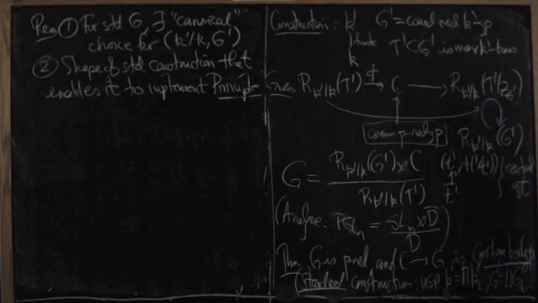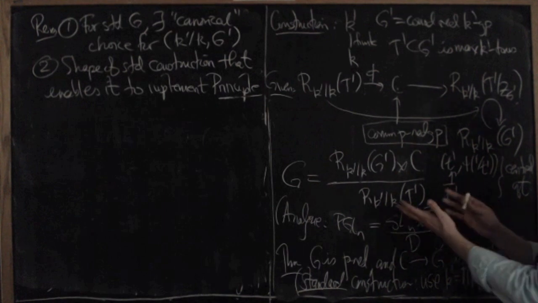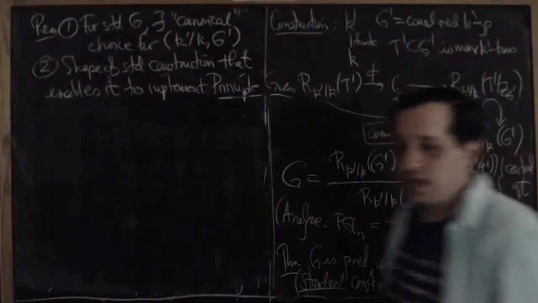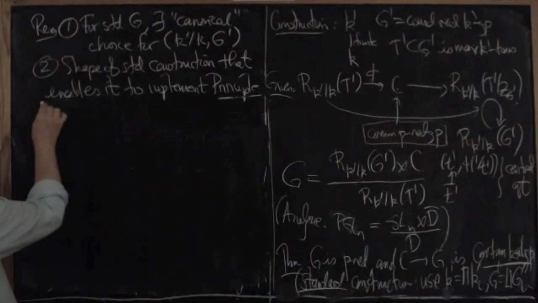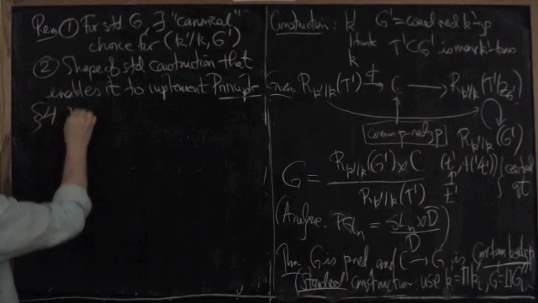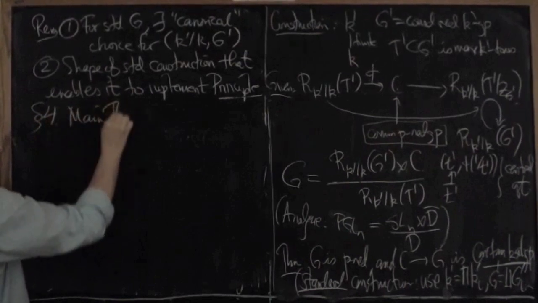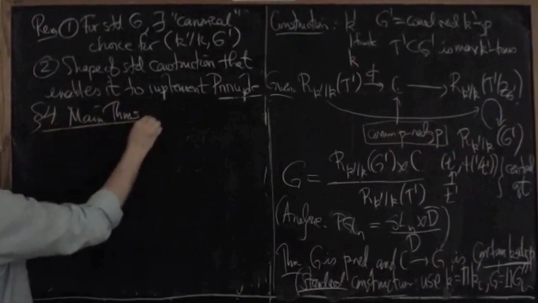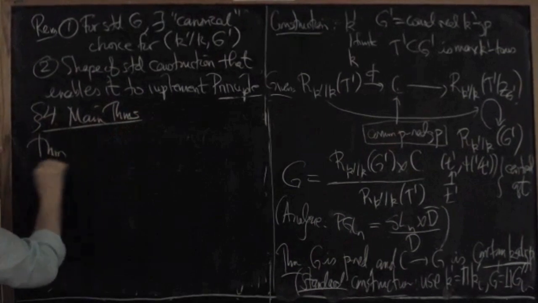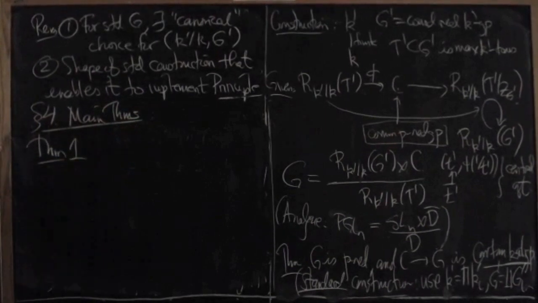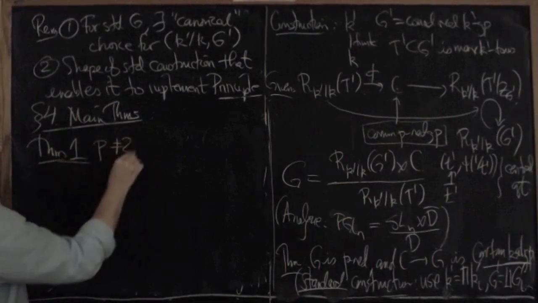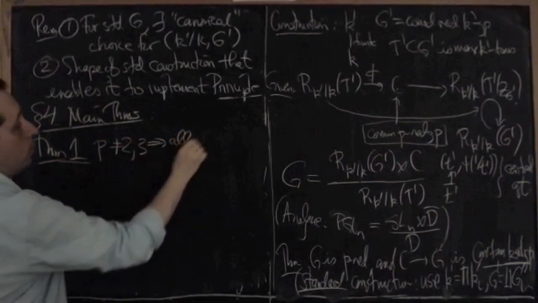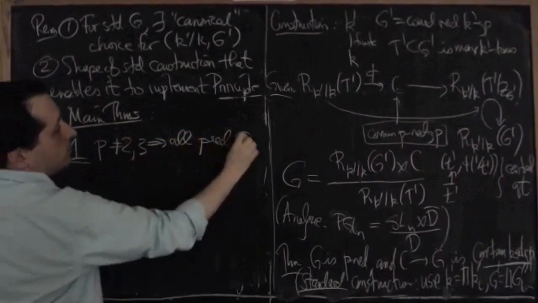But of course, for that to be meaningful, you need to know something about how ubiquitous the standard construction is. And so this is going to be the first main theorem. So to end, I'll tell you some nice theorems. Theorem 1, and this is really the main theorem of the CGP book: if p is not 2 or 3, then all pseudo-reductive groups are standard.